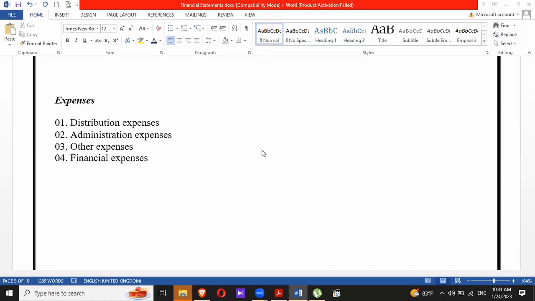Right, next on expenses. Expenses can basically be divided into four types: distribution, administration, other, and financial. Same as income, the main income of the business is sales, and the main expense of the business is cost of sales or purchase. Other than the main expense, purchase, there can be some other expenses. We can classify them into four categories: distribution, administration, other, and financial, right?